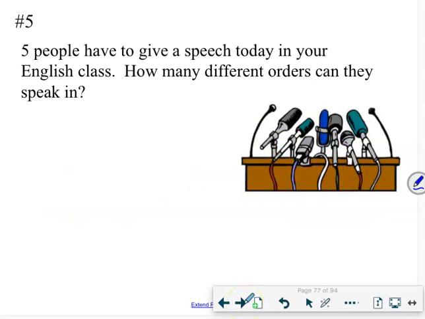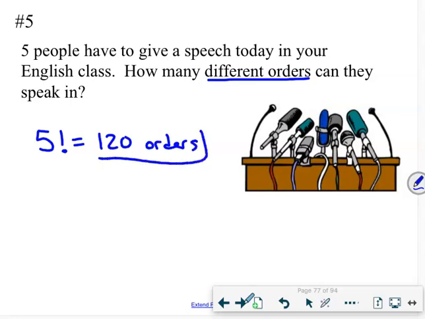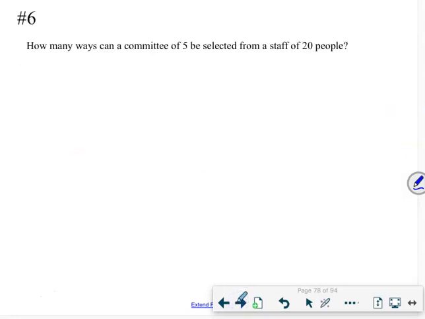5 people have to give a speech today in your English class. How many different orders can they speak in? So order matters. All 5 people are going to present. So if we're picking all 5 of the people, that means everybody has to speak. That's a factorial situation. All right, it's factorial since all 5 people will have to go eventually. We're just trying to figure out how many different orders could those 5 people speak in. So that's 120.